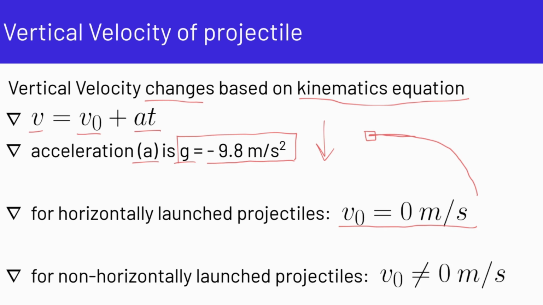On the other hand, for non-horizontally launched projectiles, the initial vertical velocity is not zero. So it does not equal zero. For that, we're talking about a trajectory that would look something like this. It has a vertical velocity vector that is not zero because it's starting off going upwards. So it would have to have a non-zero vertical velocity vector.